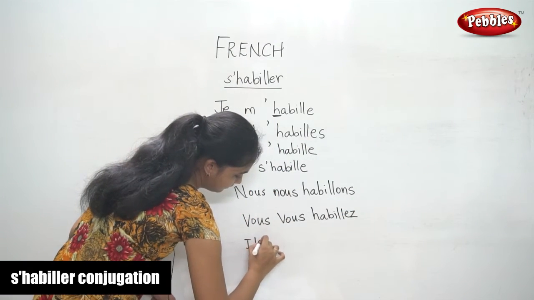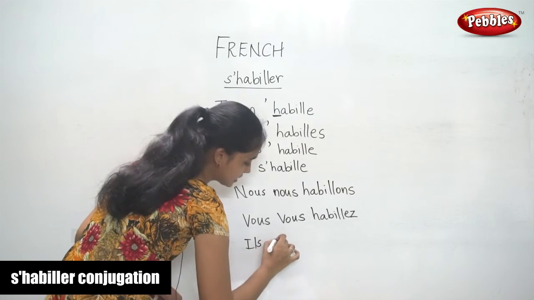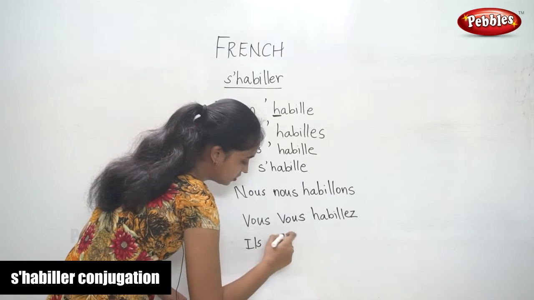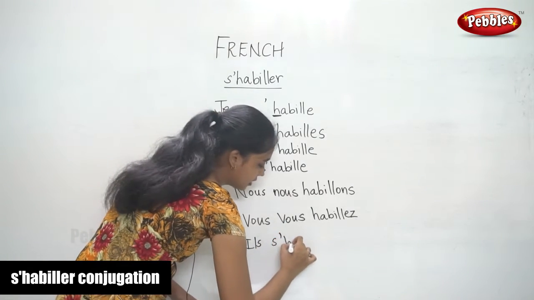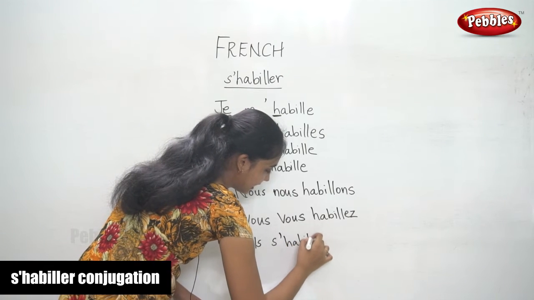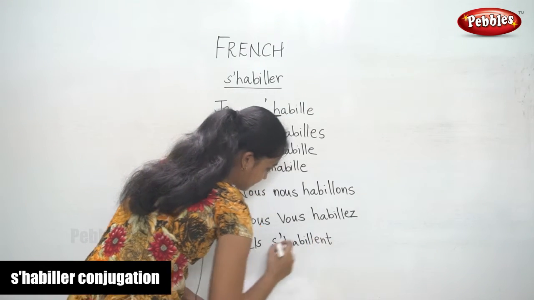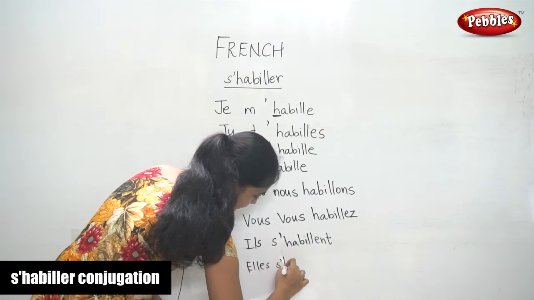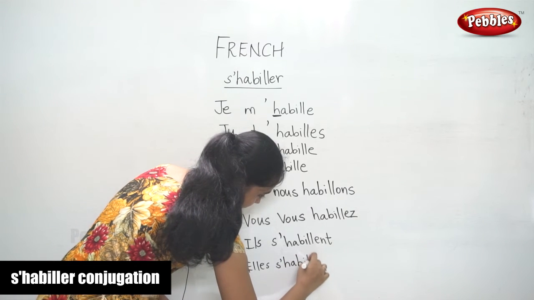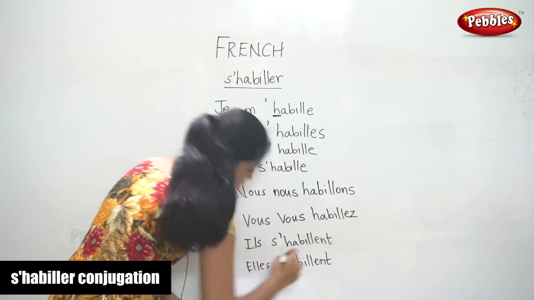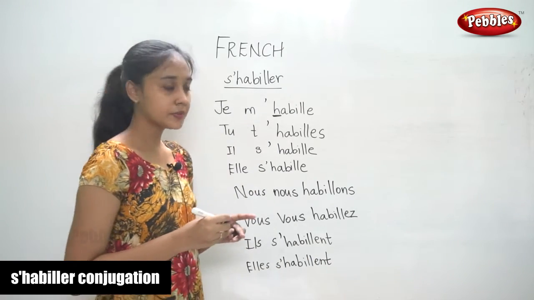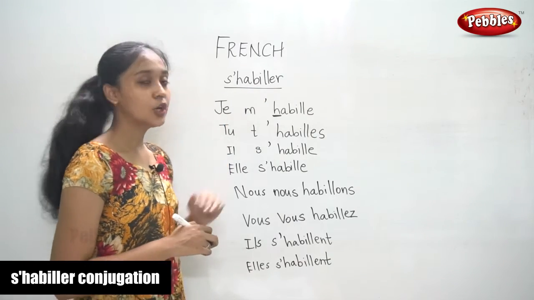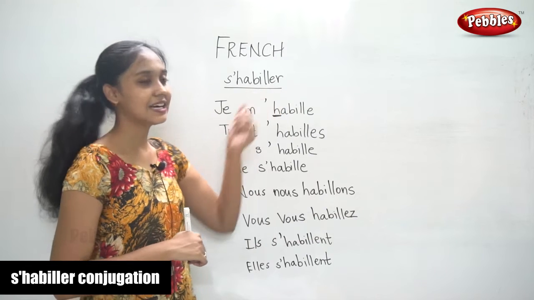For ils, the reflexive is s, and you know there's going to be a vowel clash, so, and the ER conjugation ends with ENT. Similarly for elles. So now you must be knowing how to conjugate a verb with its reflexive. So we are going to be learning some more about these kind of verbs.